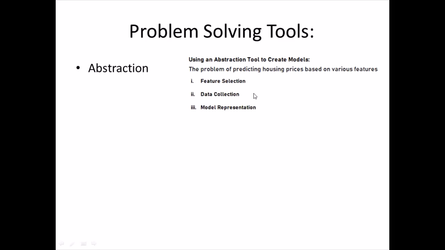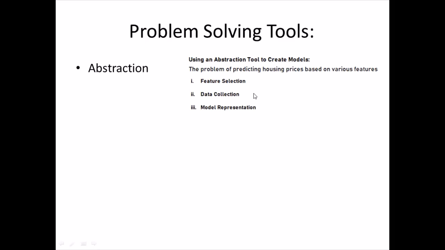For instance, we might consider features such as square footage, number of bedrooms and bathrooms, location, proximity to amenities, and so on. By abstracting away irrelevant or less significant features, we focus on the key factors affecting housing pricing.